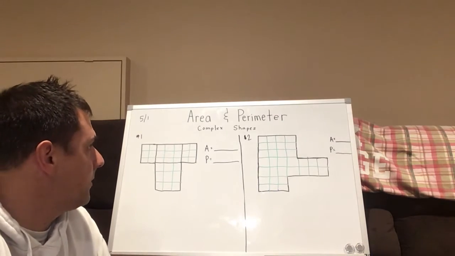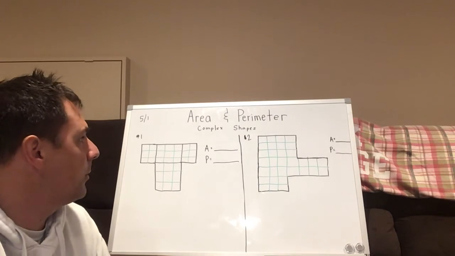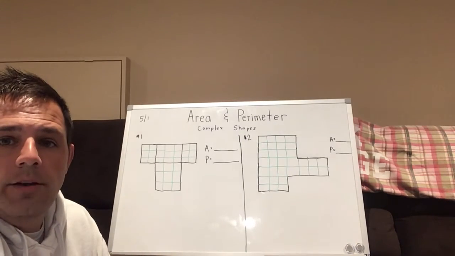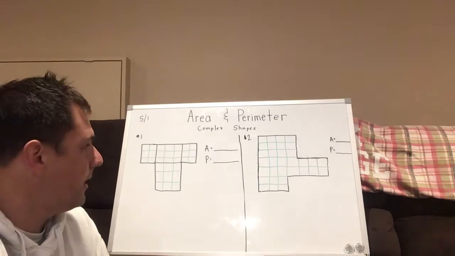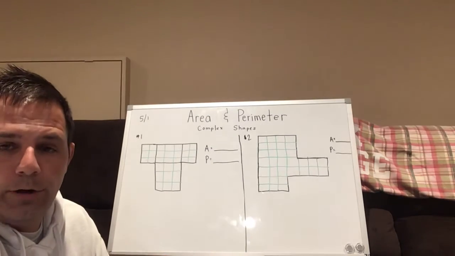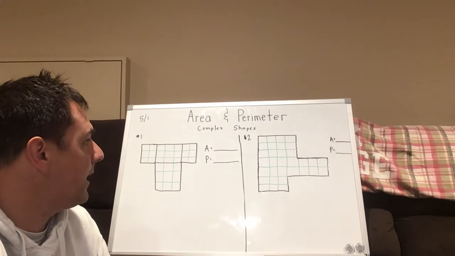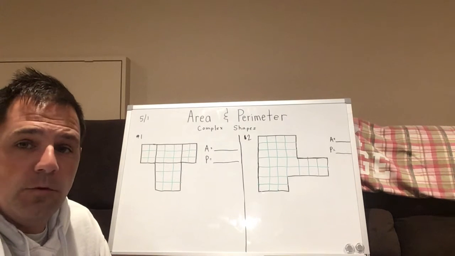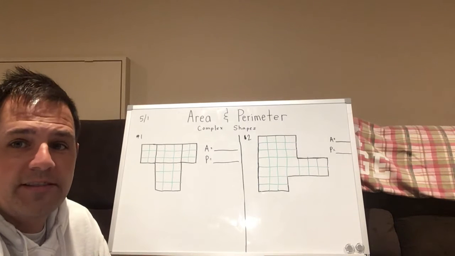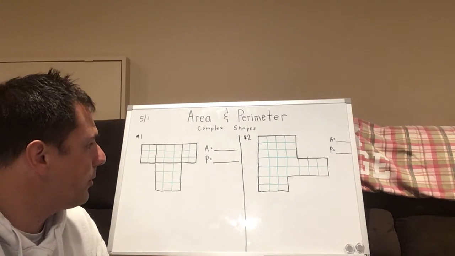Today's lesson we're going to learn how to solve for the area and perimeter of complex shapes. So you can already see the difference. Instead of working with just squares and rectangles, we're going to work with some irregular shapes. And we're going to figure out how we can take an irregular shape, turn it into a whole bunch of squares and rectangles to help us solve for both the area and the perimeter.